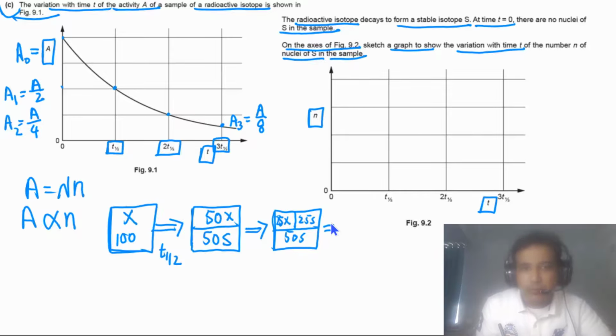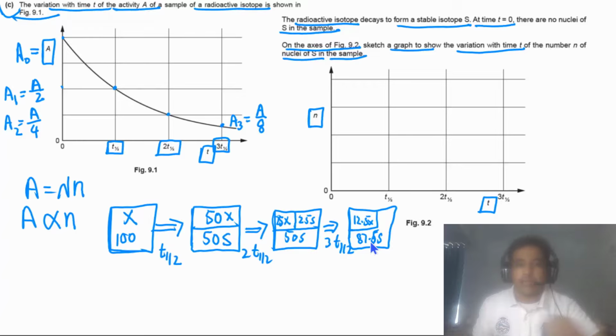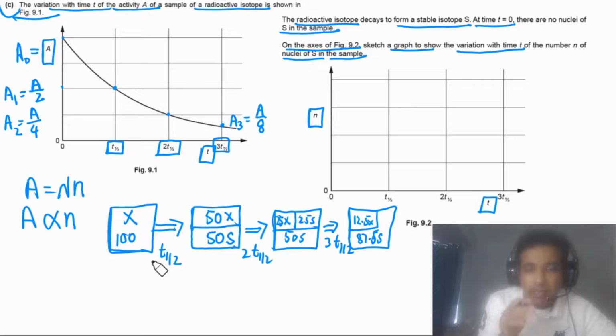And if we write one more step, after another half-life, this 25 will be divided again by 2, so we will have 12.5 nuclei of X, and the rest of them will be S. So we will have about 87.5 S nuclei. Let's try to understand a little bit more about S, how the number of S nuclei is increasing with time.